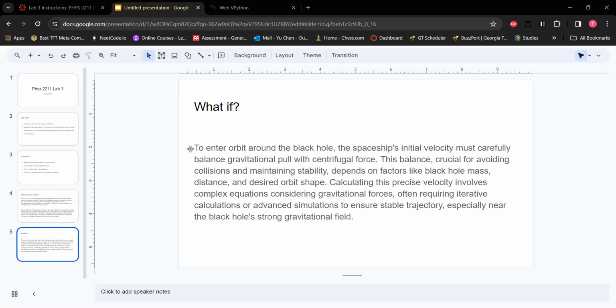And what if, to orbit around the black hole, the spaceship's initial velocity must carefully balance gravitational pull with centrifugal force? This balance, crucial for avoiding collisions and maintaining stability, depends on factors like black hole mass, distance, and desired orbit shape. Calculating this precise velocity involves complex equations considering gravitational forces, often requiring iterative calculations or advanced simulations to ensure a stable trajectory, especially near the black hole's strong gravitational field.